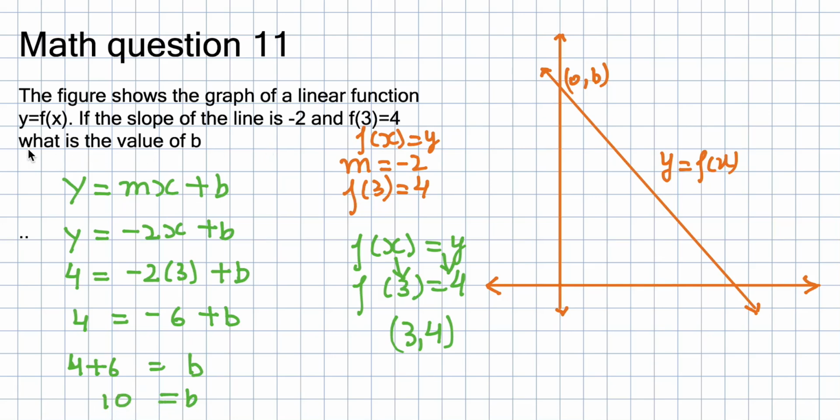So what is our question? What is the value of b? So the value of b is 10. That means the y-intercept is 10, and these are the coordinates of the y-intercept, right?